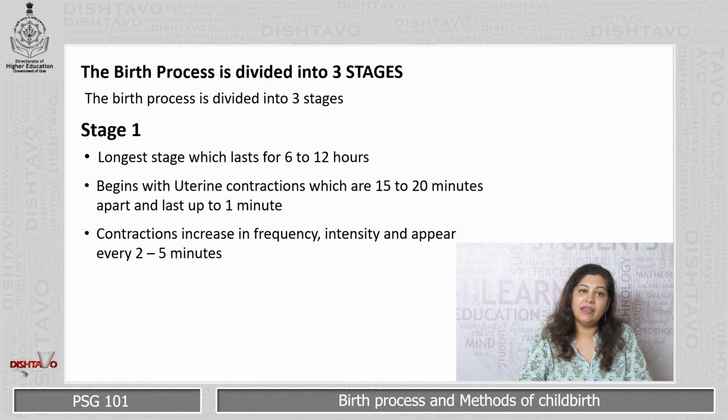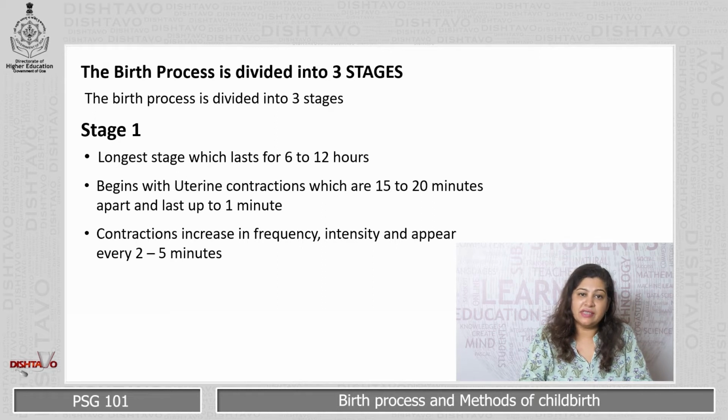So let's begin with what is the birth process. The birth process is divided into 3 stages. Stage 1 is the longest stage, which lasts for 6 to 12 hours. It begins with uterine contractions, which are 15 to 20 minutes apart, and they last up to 1 minute.